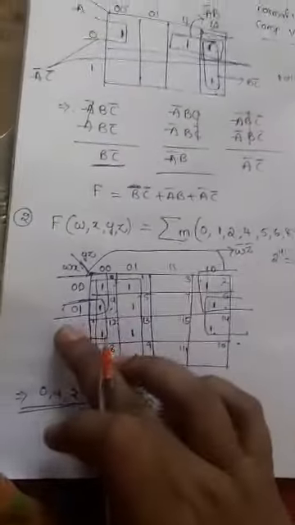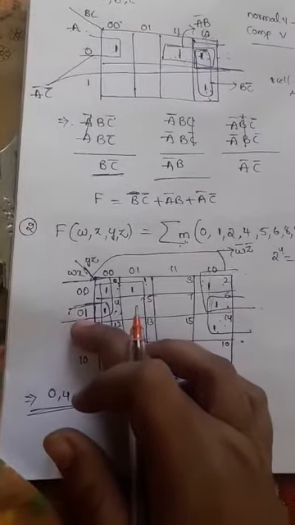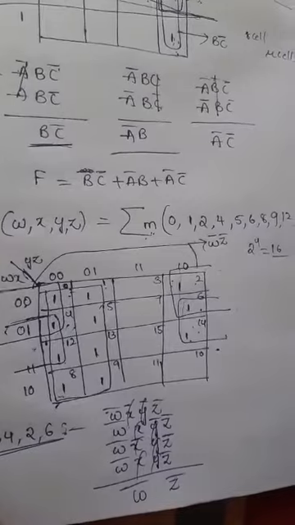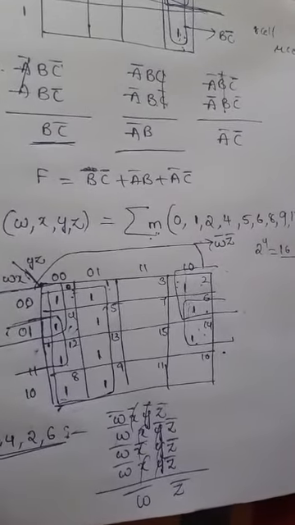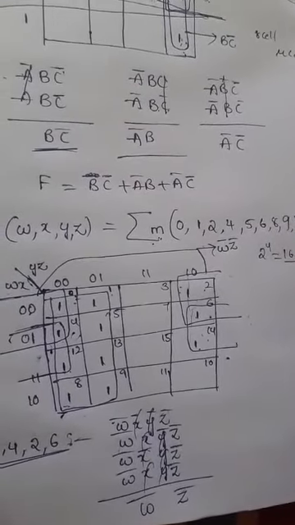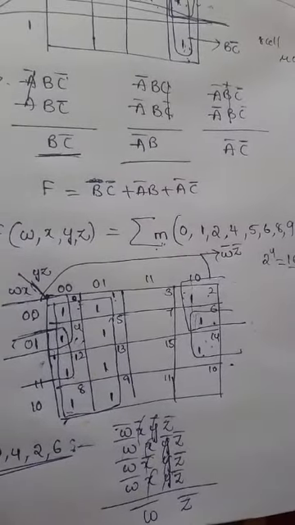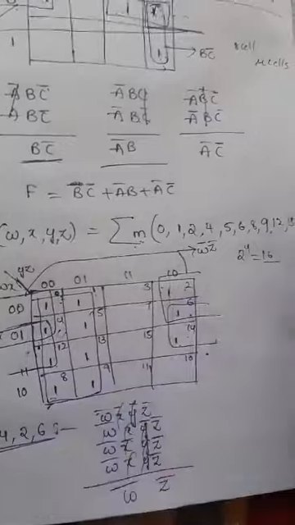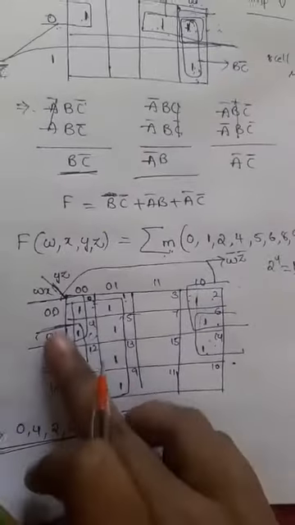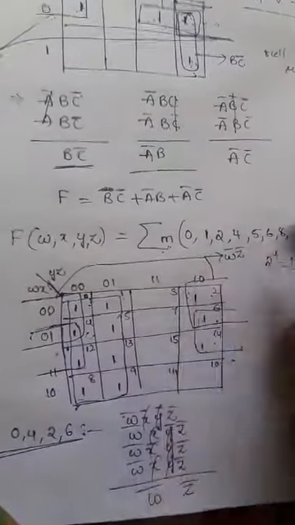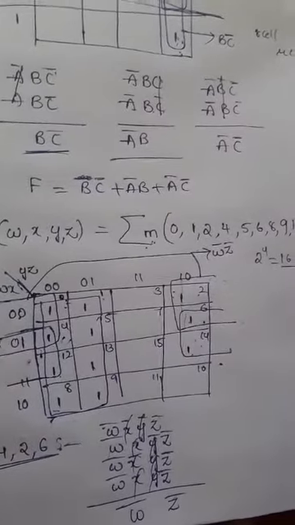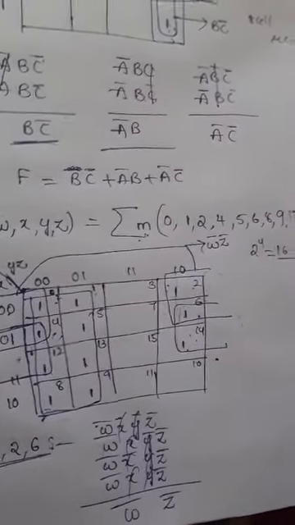Okay, so now write the possibilities for this first 4, that is nothing but 0 1 0 0. So 0 1 0 0 is nothing but W complement, X, Y complement, Z complement. Next 12: W, X, Y complement, Z complement. Next for 6, so 0 1 1 0. So that means W complement, X and Y, Z complement.